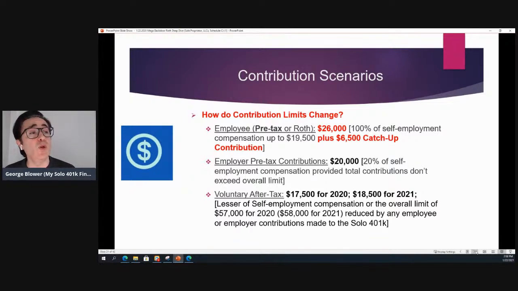They can still make that employer pre-tax contribution of $20,000, and they could still make the after-tax contribution of $17,500 for 2020 or $18,500 for 2021.